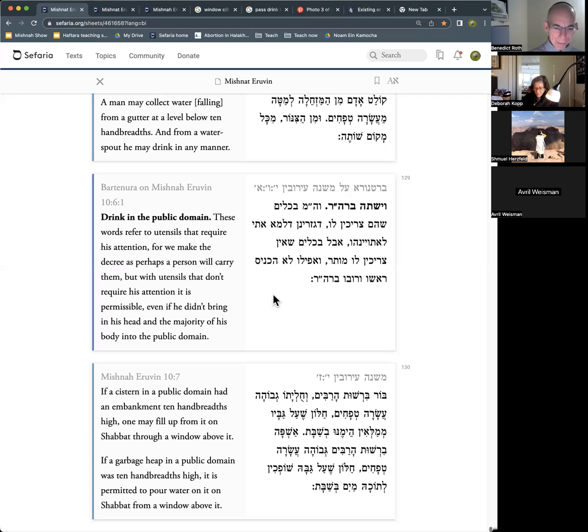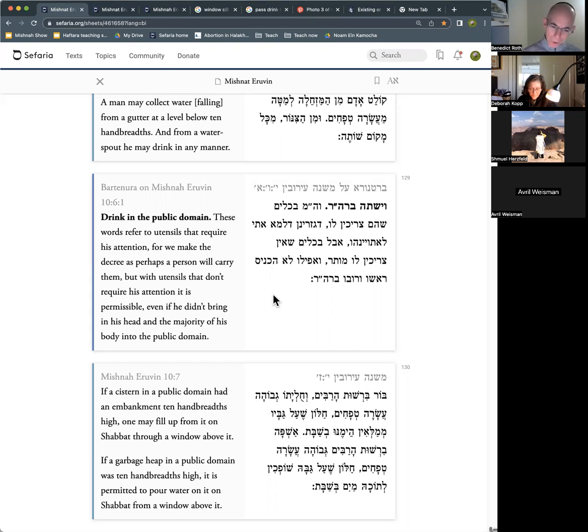Bor b'rshut harabim. So you've got a well, a cistern in a public space. And its wall around it is 10 handsbreadths high. So it's in public space, this cistern. Chalon she'al gabavs. And now we've got a window which is above it. Mumalin hemenu b'Shabbat. We can fill up from it on Shabbat.